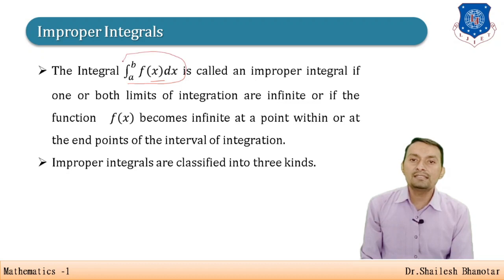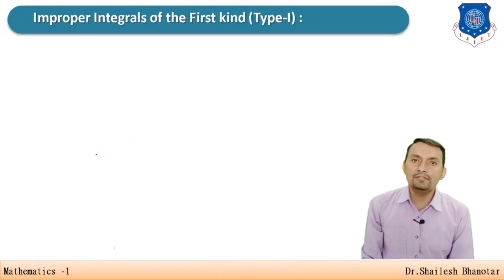Suppose we are given an integral. It is known as an improper integral if one or both of the limits of integration are infinite, or if the function f of x becomes infinite at one point within or at the endpoint of the interval of integration. So there are three kinds of improper integrals. Let us see first the improper integral of kind 1, or you may say type 1.